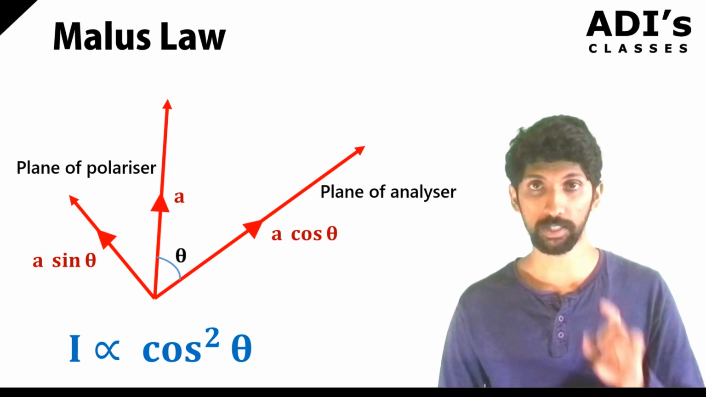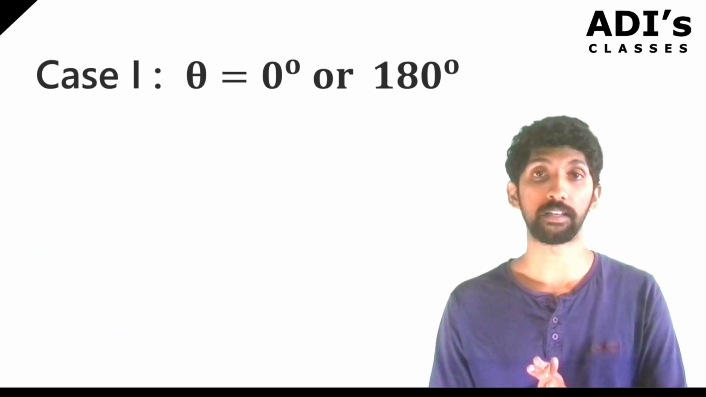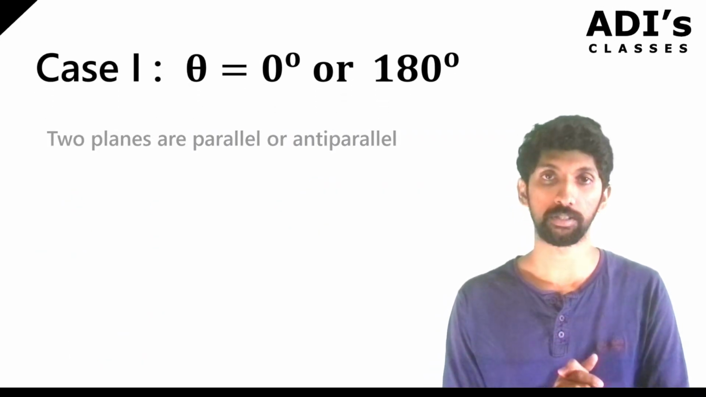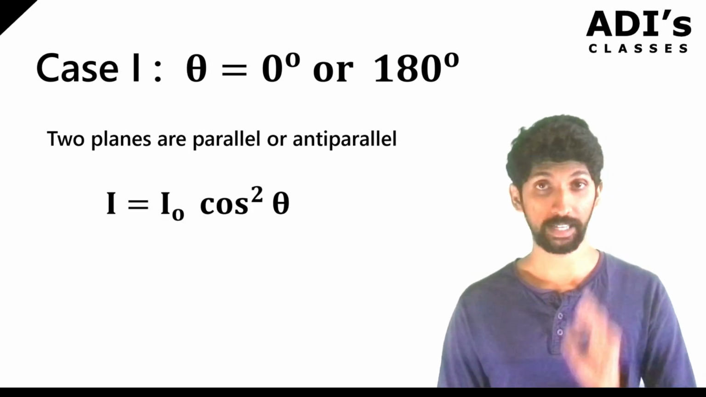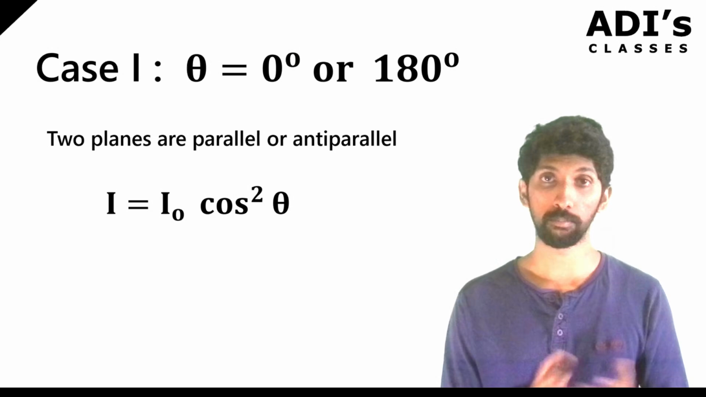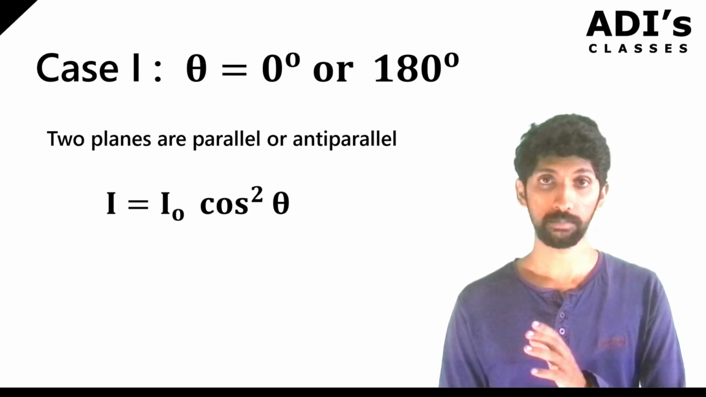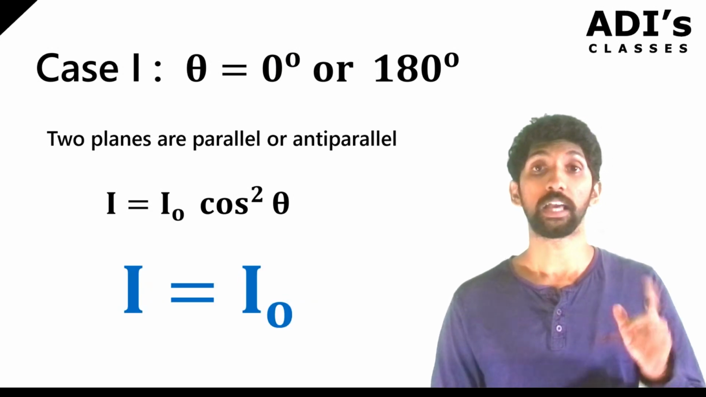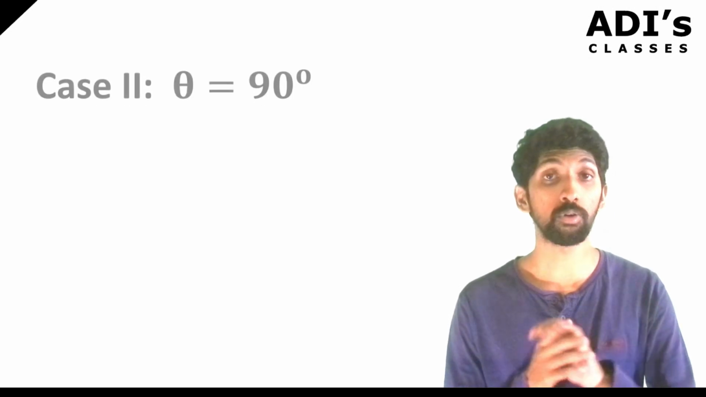Like case 1, suppose theta is 0 or 180 degrees, that means the two planes are parallel or anti-parallel with each other, then cos 0 is 1 or cos 180 is -1. But when you square it, both of them are the same, correct? So we just get I is equal to I naught. That's why there is no reduction of intensity of light. If theta becomes 90, then cos 90 is 0, so there is no light.